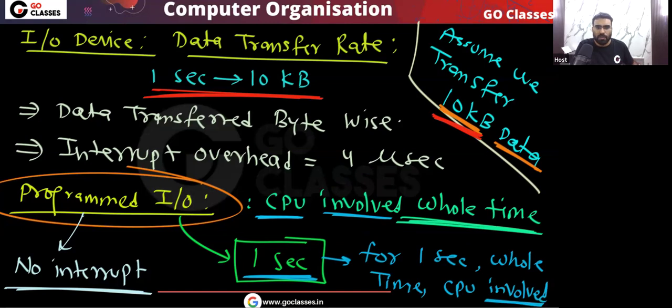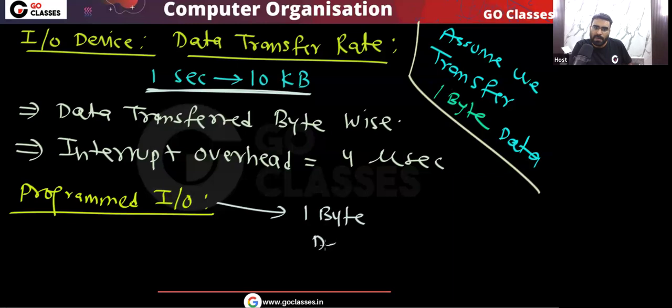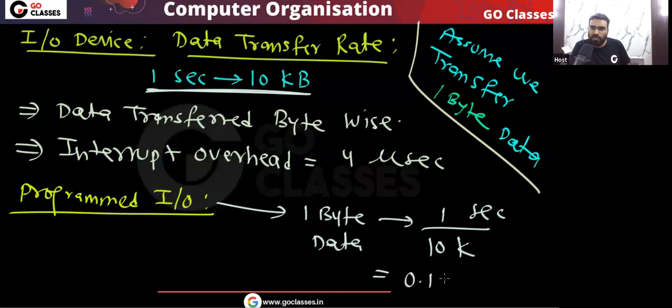Okay, is this clear? What about 1 byte? Tell me, if I want to transfer only 1 byte of data, then what about this? Very simple. You can calculate in how much time you can transfer 1 byte data. That will be 1 divided by 10k seconds. So that is going to be your 0.1 millisecond. Okay, is this clear? Because remember, in the programmed IO, there is no interrupt.